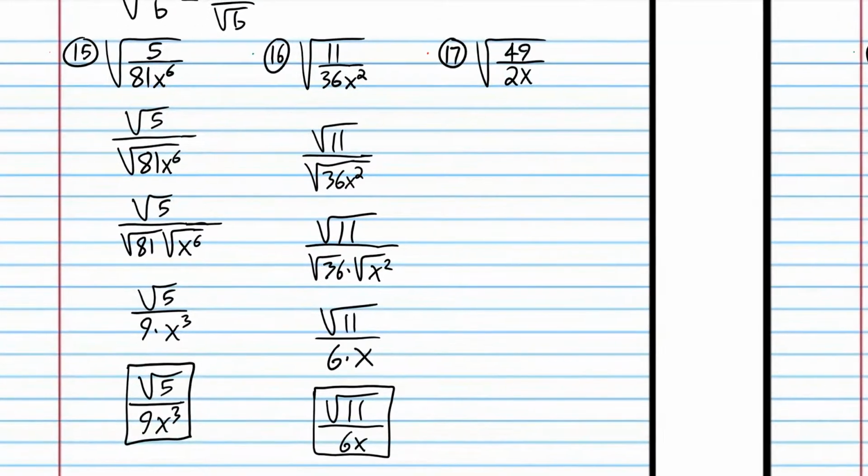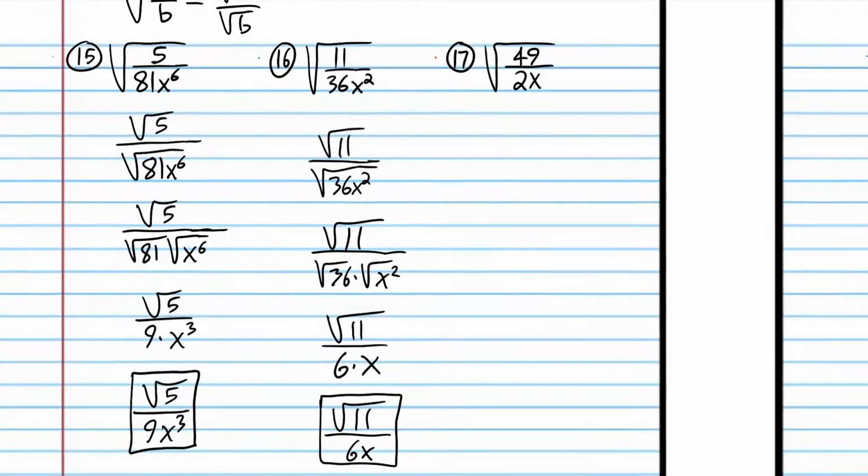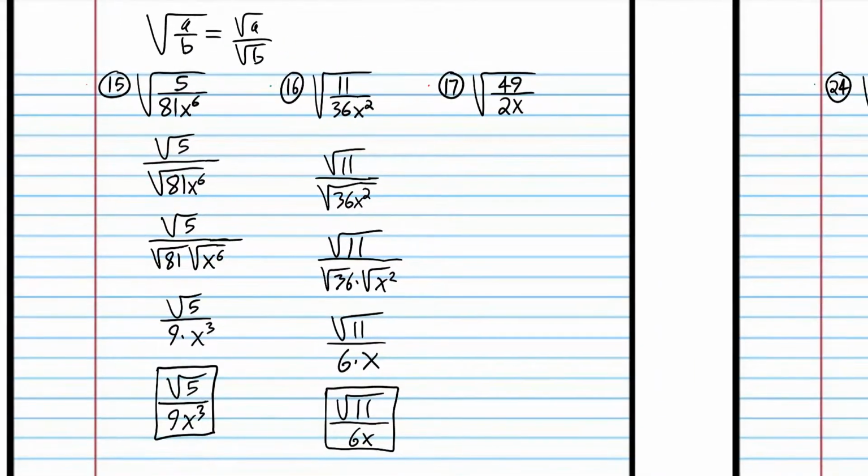So for number 17, the perfect square is going to happen in the numerator, but we're going to use this same principle up here. So that would be root 49 over root 2x. Root 49, that's a perfect square, so that just becomes 7. But now we have a problem because there's a root in the denominator. So we're going to have to get rid of that root in the denominator, but that's okay because that's what we did in the previous problems.